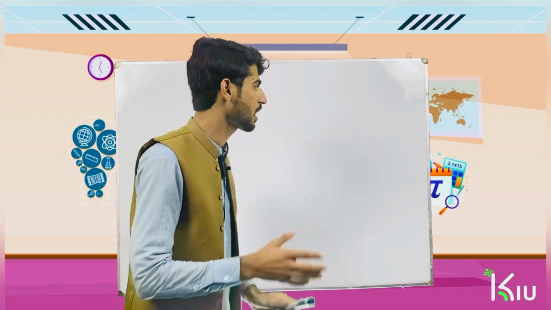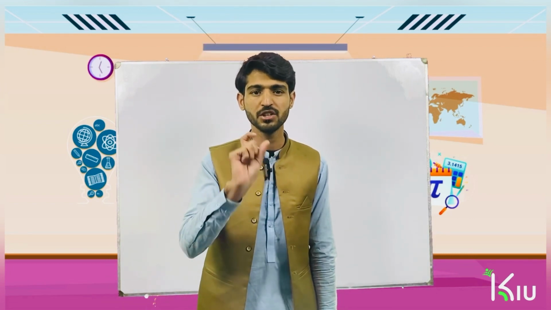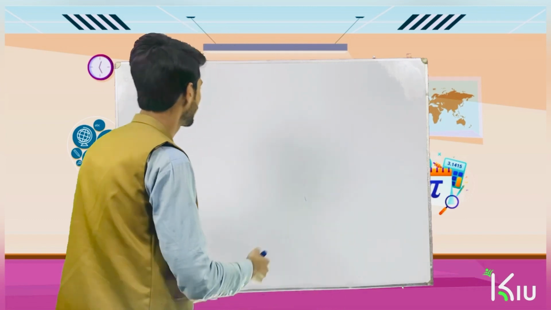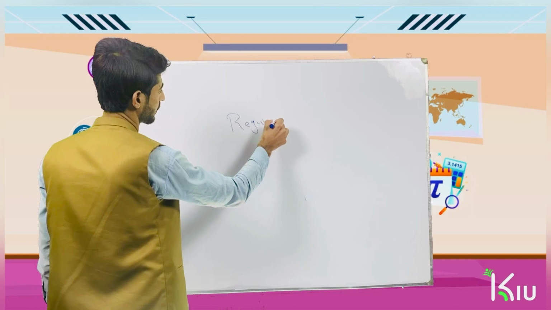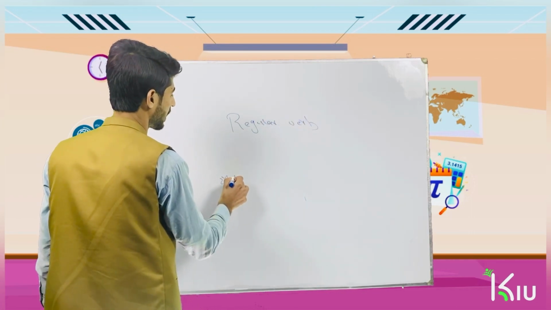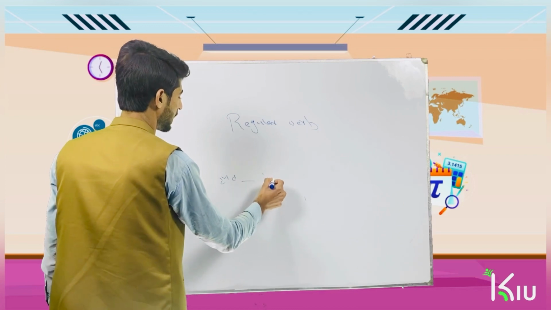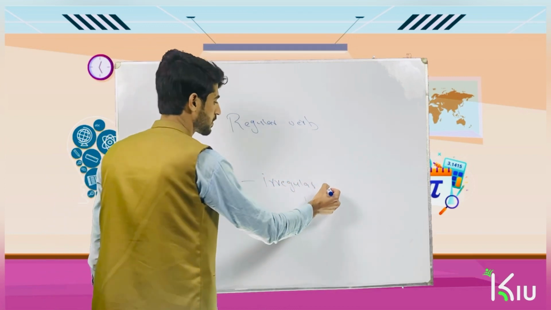Okay, so let's see. We put words like these in the positive structure. He played, she went. So these are the verbs. So how will we make, for example, a present verb into the past? For that we have some rules. One, we have regular verbs, and the second we have irregular verbs.